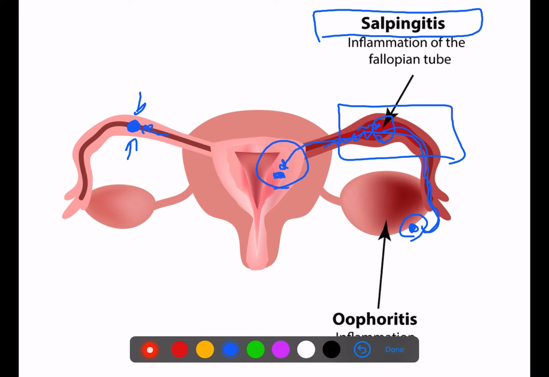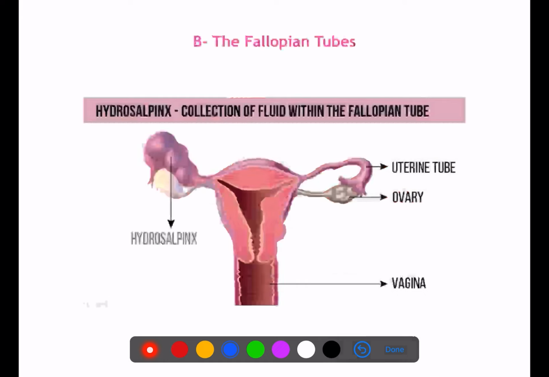Now, as we said, hydrosalpinx is a collection of fluid, and this collection causes obstruction to the fallopian tube, and this is a big problem.